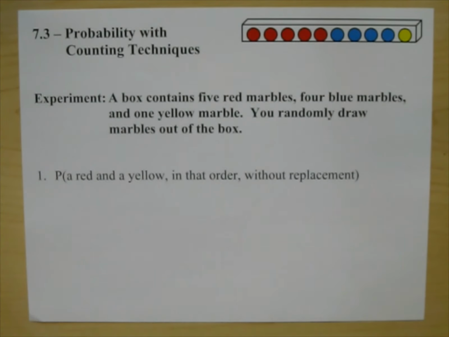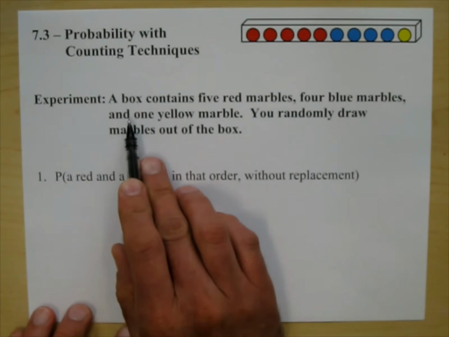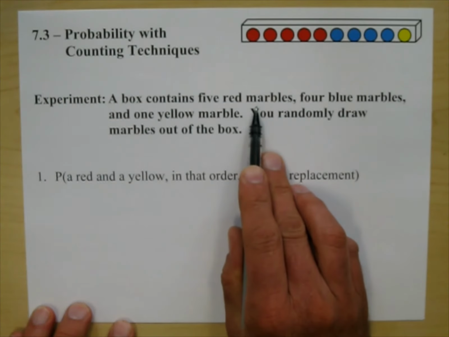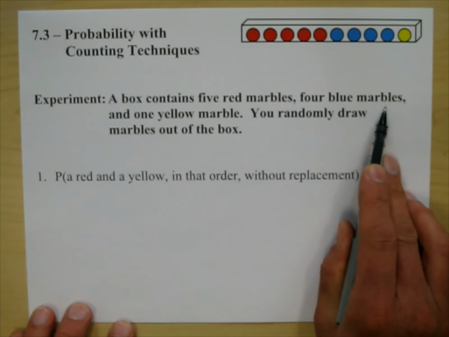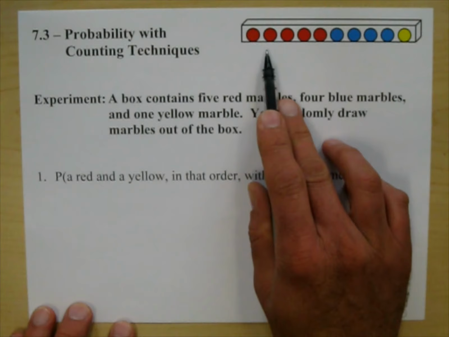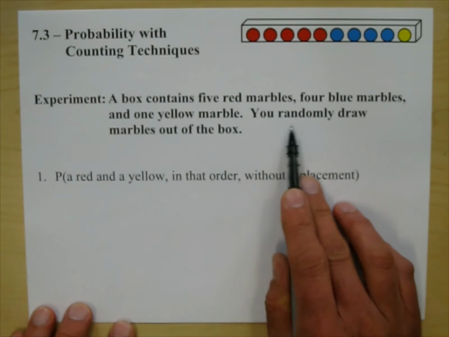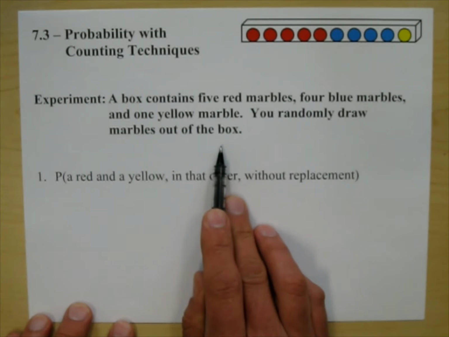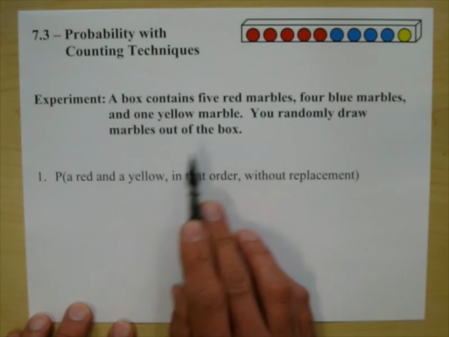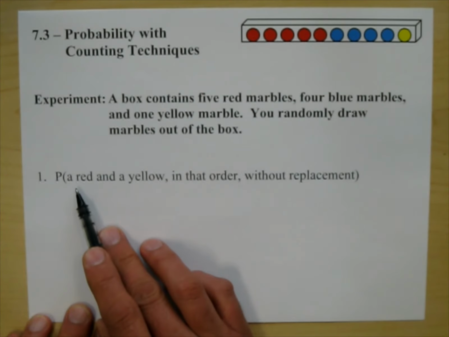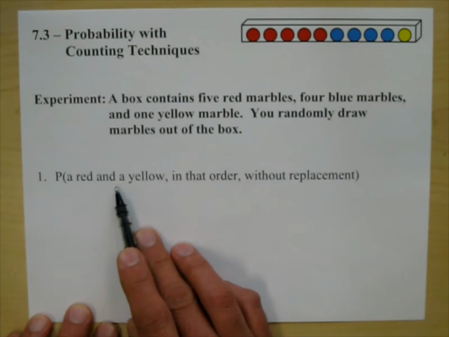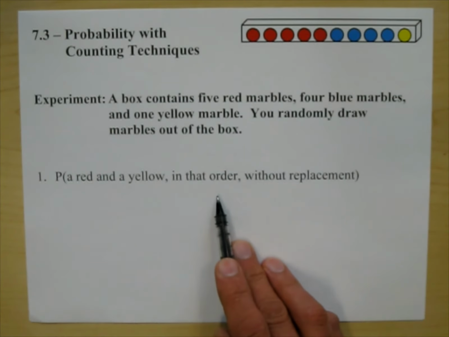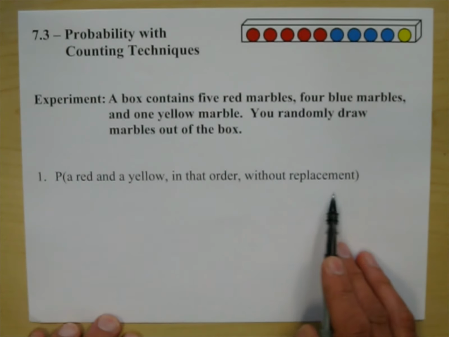And now let's get into probability with counting techniques. A box contains 5 red marbles, 4 blue marbles, and 1 yellow marble, and we have it up right there. You randomly draw marbles out of the box. What is the probability you get a red and a yellow in that order without replacement?